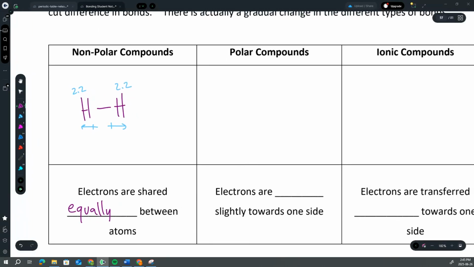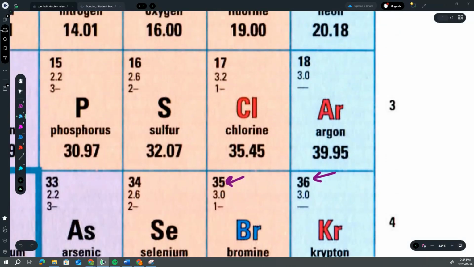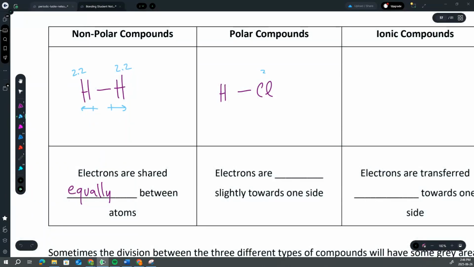Meanwhile, with polar compounds, let's say if we had hydrogen chloride. Okay, so if we look at chlorine, that's an electronegativity of 3.2. Hydrogen is 2.2. So since chlorine is the more electronegative one, that means the electrons within this bond are going to be slightly more skewed towards the side with chlorine. And because of that, the electrons are shared unequally between the atoms.